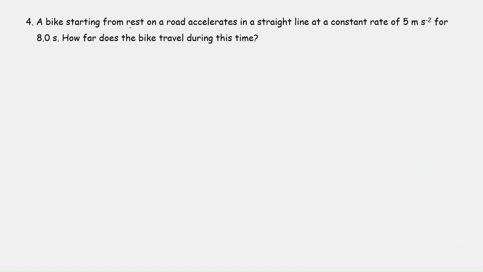A bike starting from rest on a road accelerates in a straight line at a constant rate of 5 meter per second square for 8 seconds. How far does the bike travel during this time? So let us find out. So now what all things they have given? A bike starting from rest. That means initial velocity is 0. It starts from rest, so it will not be in any motion state, right? So it will be having 0 velocity.